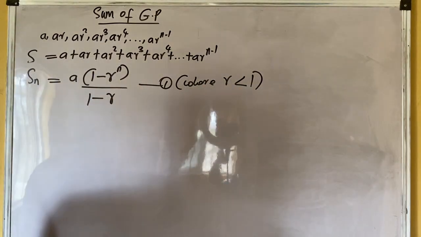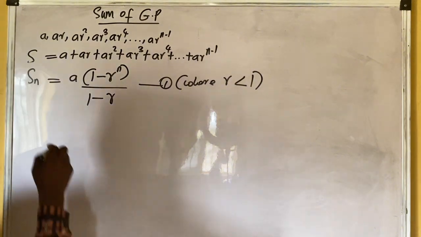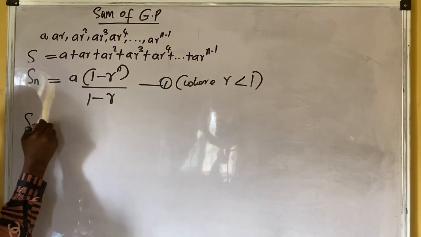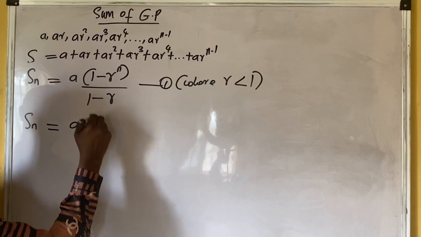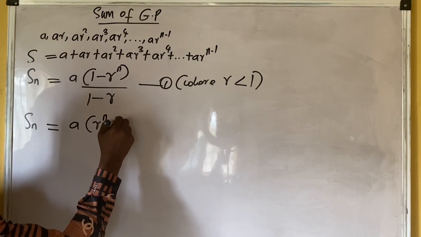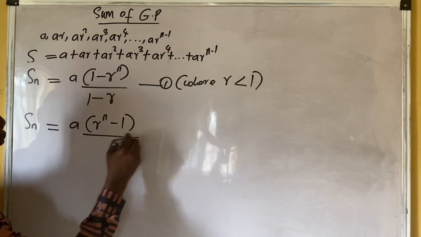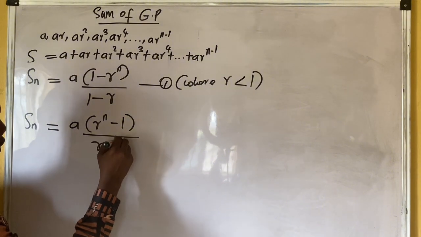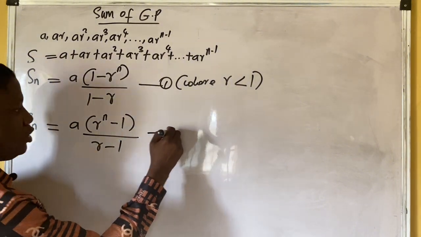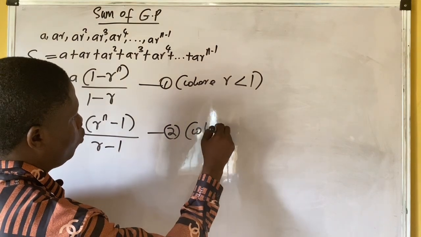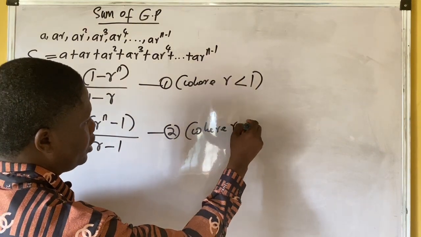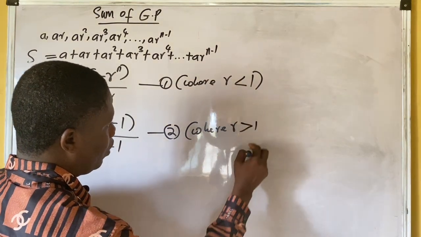But if your R is greater than 1, then your sum, which is Sn, will be given as A into bracket R raised to the power of n minus 1, over R minus 1. So this is our equation 2. You apply this formula where your R is greater than 1.